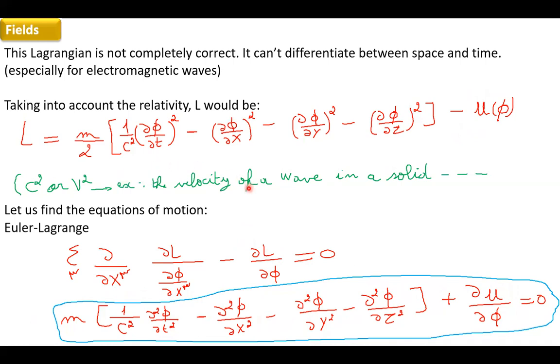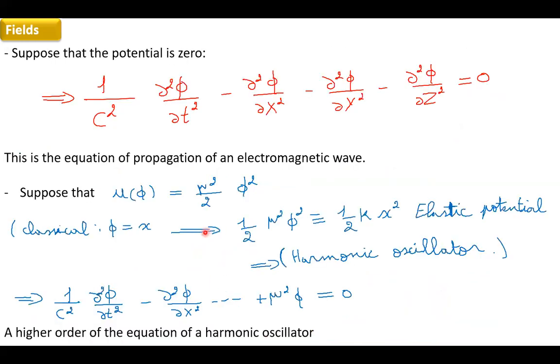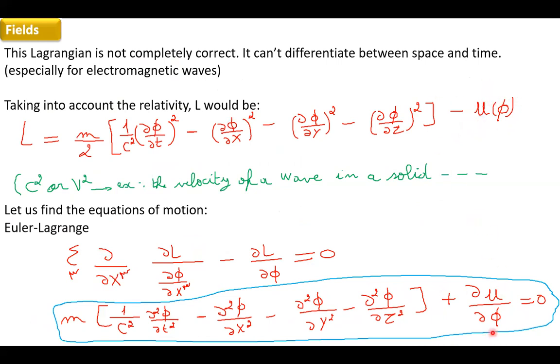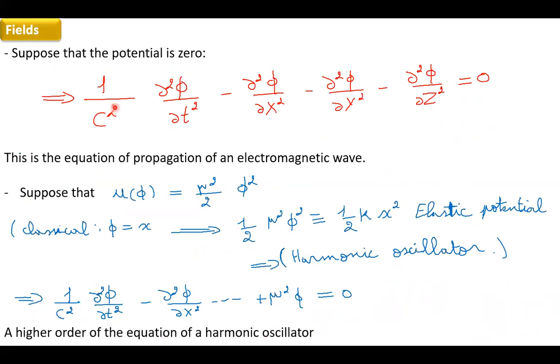Let's consider some particular cases. As I told you, m is just a number. You can put a 1, or any number here. It's just a scalar quantity that could be 1. Let's take an example: a wave, for example any electromagnetic wave. Let's consider a potential that is 0. So here U is 0, and this quantity is 0. If you take m as 1 or anything, you will have 1 over c squared del squared phi over del t squared minus del squared phi over del x squared minus, etc. That is equal to 0.